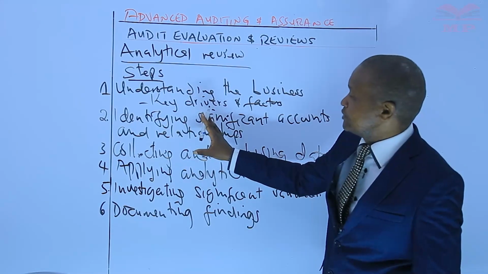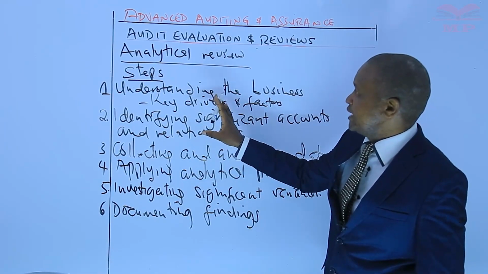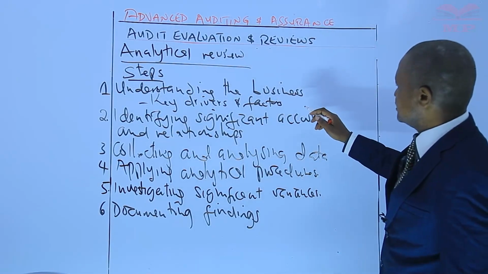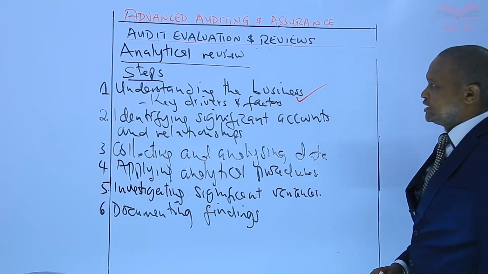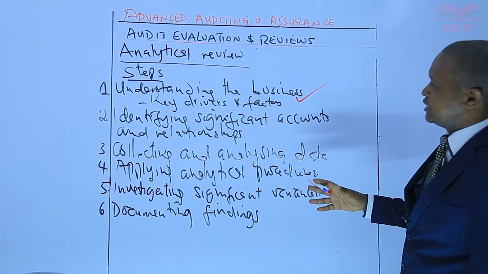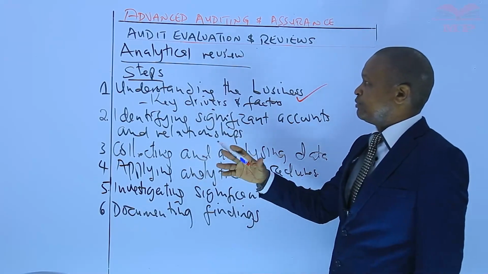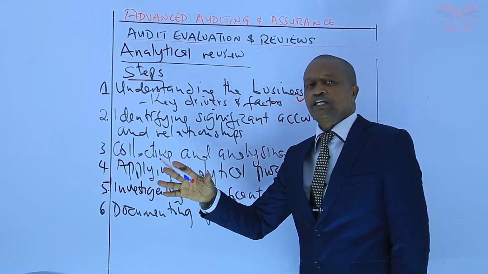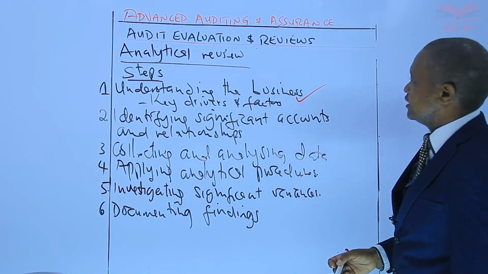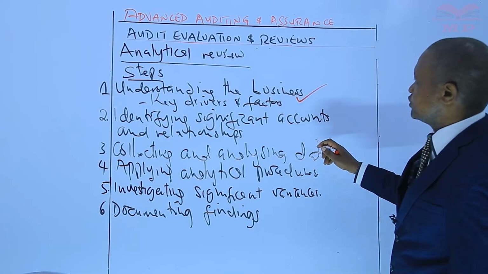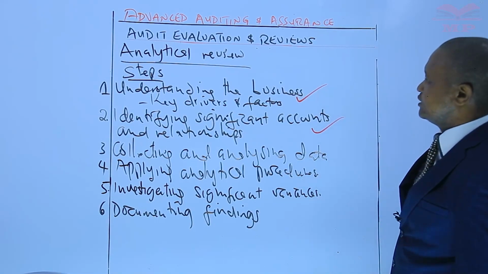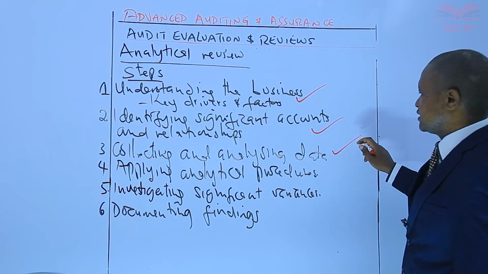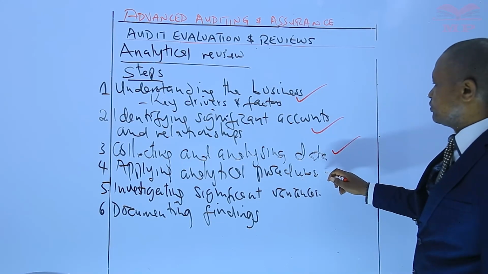So these are the steps involved in analytical review. The first one is understanding the business. The purpose for understanding the business by studying the industry, studying the operations of the company, is to identify the key drivers or factors of financial performance and results. Then the second step is to identify significant accounts and relationships. The third step is collecting and analyzing data. Number 4, applying analytical procedures.